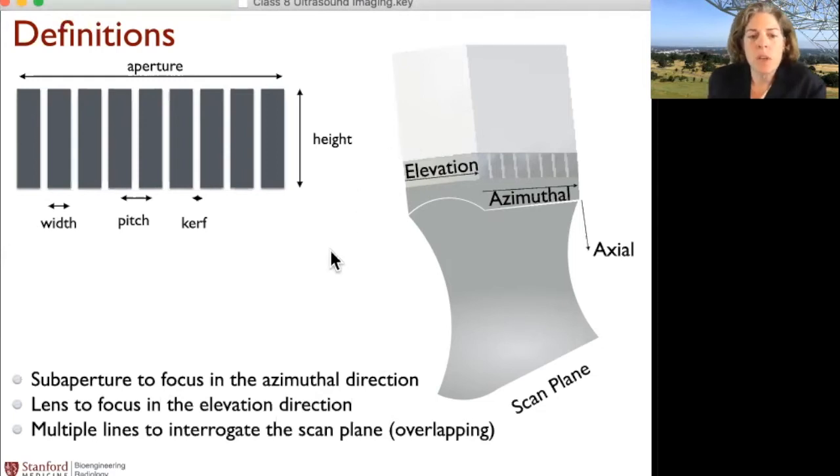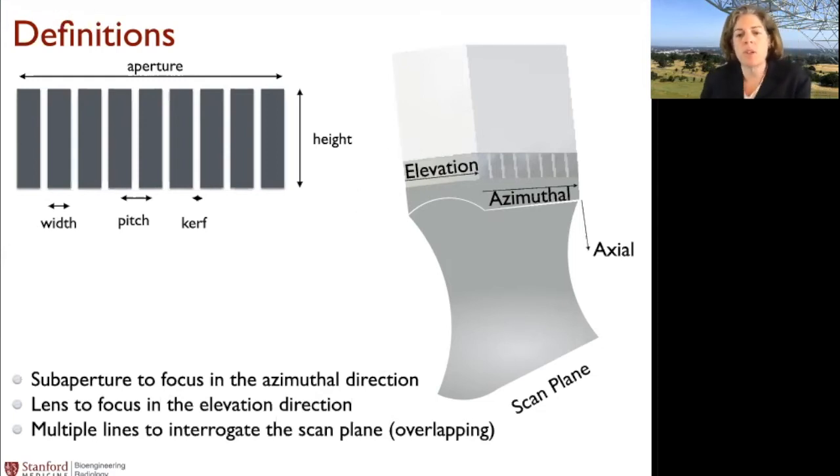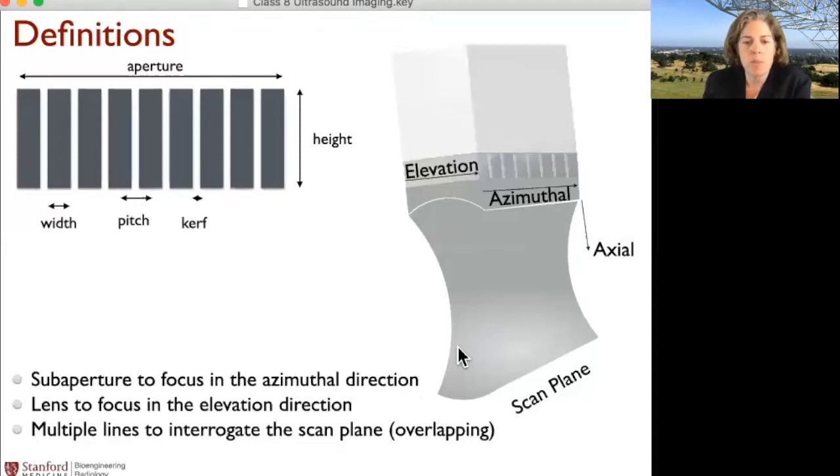All right, so let's get back to how we do this. We're going to do multiple lines in order to get a scan plane, and this is how we do it in 2D. So we've talked about our subaperture to focus in the in-plane direction. We use the lens to focus through the elevation direction, and then we use multiple lines that are going to be overlapping to get the whole scan plane.